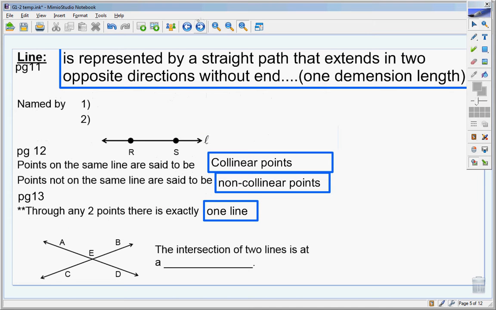Okay. A line is our second undefined term. A line is represented by a straight path that extends in two opposite directions without end. In other words, it has one dimension. It has length. But it doesn't have a width or a height.